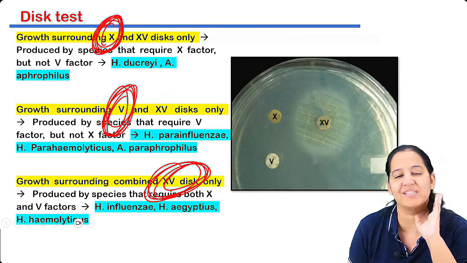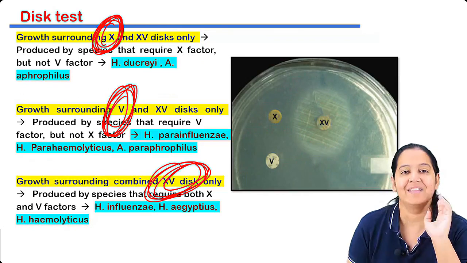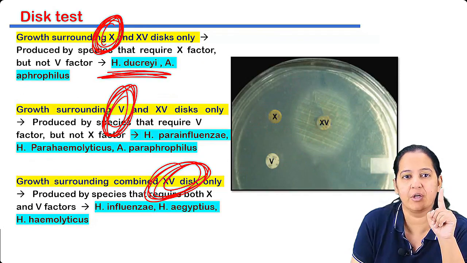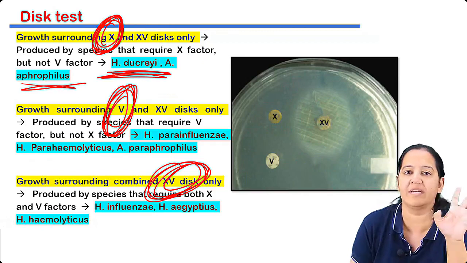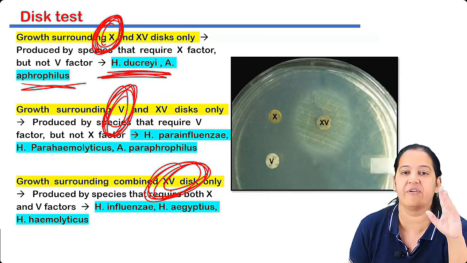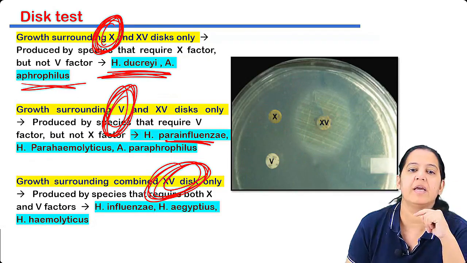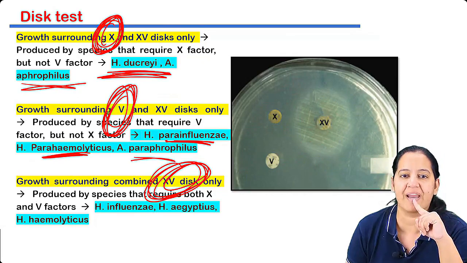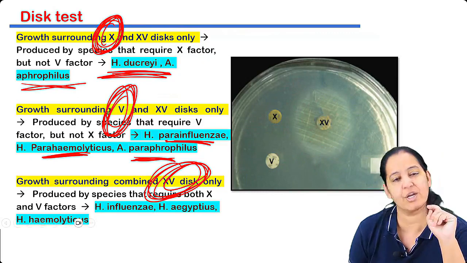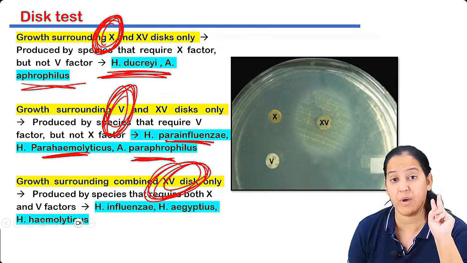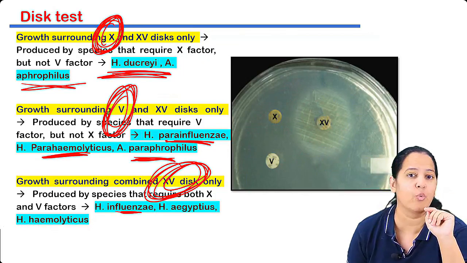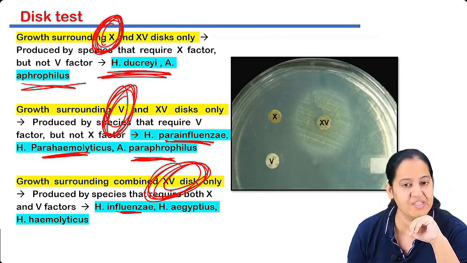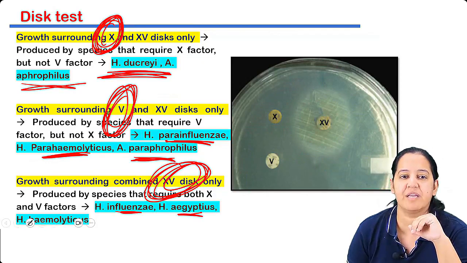Okay, so how to classify? How to learn? Listen, the ones which require only 10 are Ducrey and Aphrophilus. The ones which require only 5 are Haemophilus parainfluenzae, Haemophilus parahaemolyticus, and Haemophilus paraphrophilus. These require only 5, not 10. The ones which require both are influenzae, the main hero of this chapter: Haemophilus influenzae, Haemophilus aegyptius, and hemolyticus.